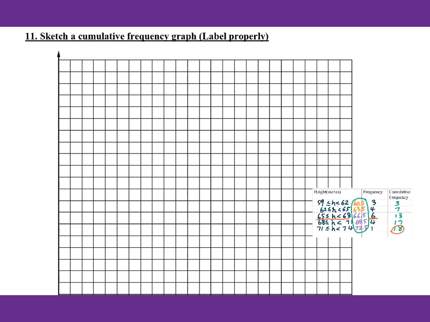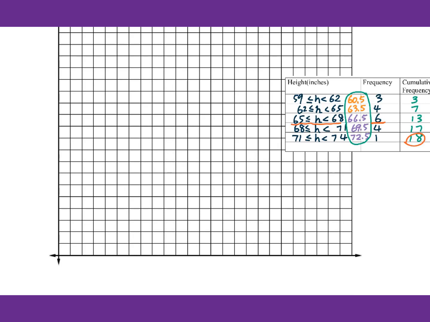For number 11, sketch a cumulative frequency graph. For the cumulative frequency graph, it must be continuous data. So we have to use the height, this all interval, and also the cumulative frequency to make a graph. Let's check the data so that we can find out the proper scale. From 59 to 74.